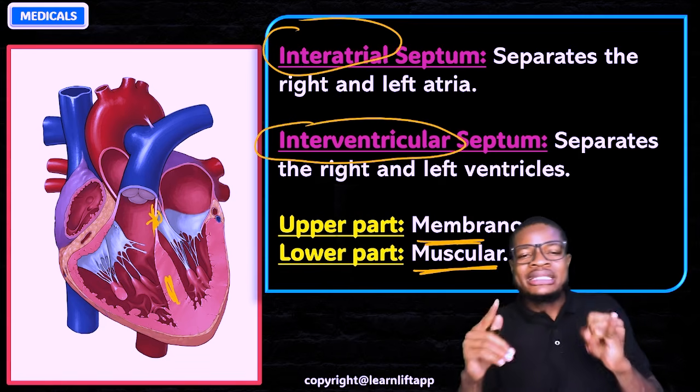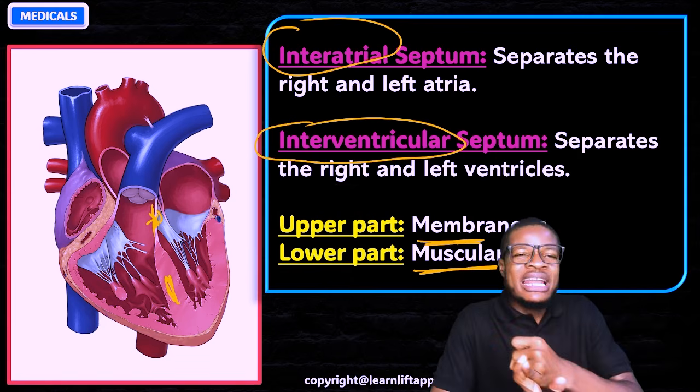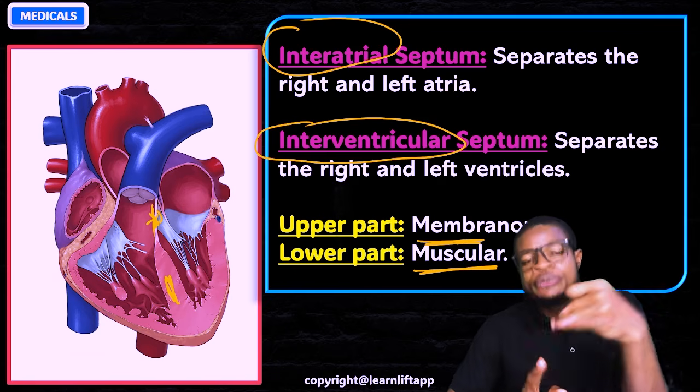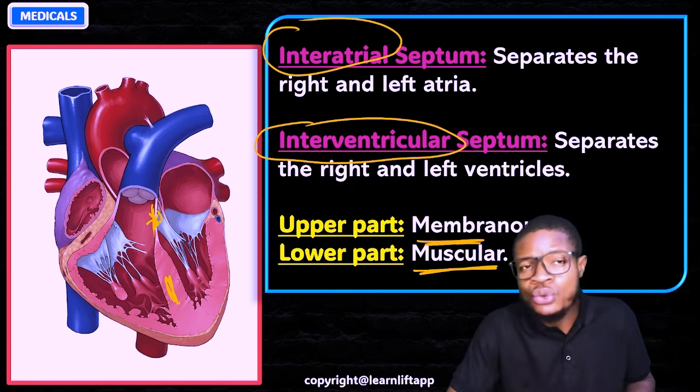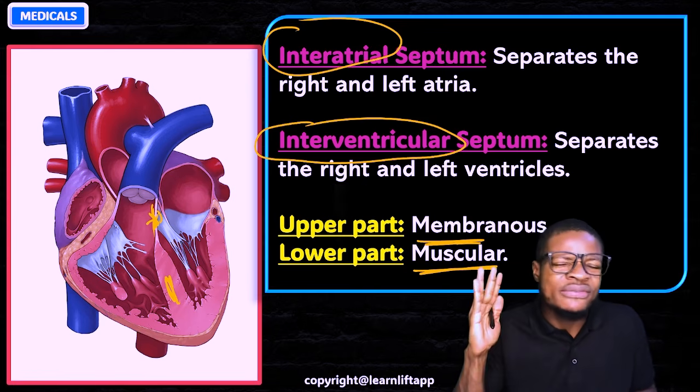So these are the two septa. The interatrial septum separates the right and the left atrium, and it is membranous. The interventricular septum separates the right and the left ventricles, and it is muscular. These are the septa of the heart. You're out of them, no stress.